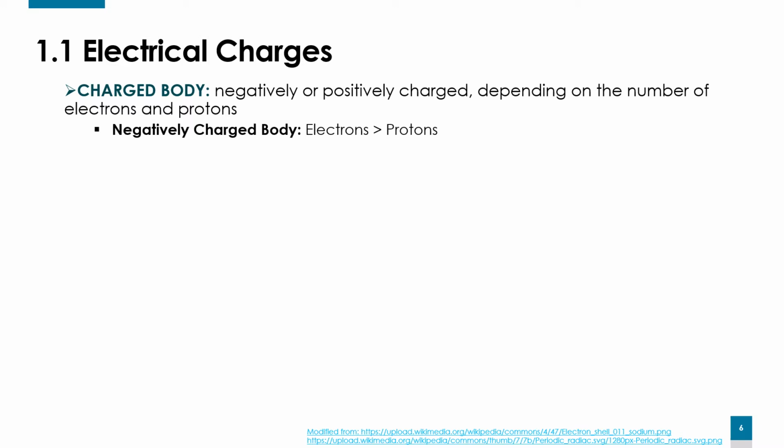Now, how do I know a body is charged? It's charged by negative or positive charge, depending on the number of electrons and protons this body has. So we can say the body is negative. Why? There are more electrons than protons. So when I have more electrons than protons, I say my body is negatively charged.